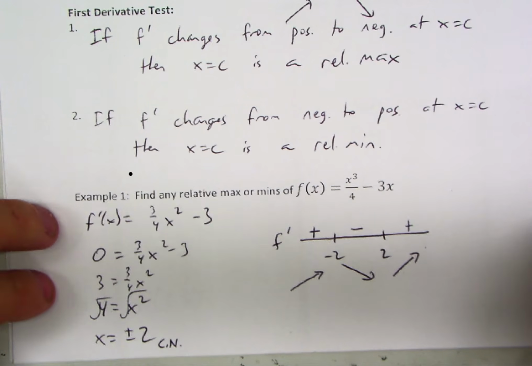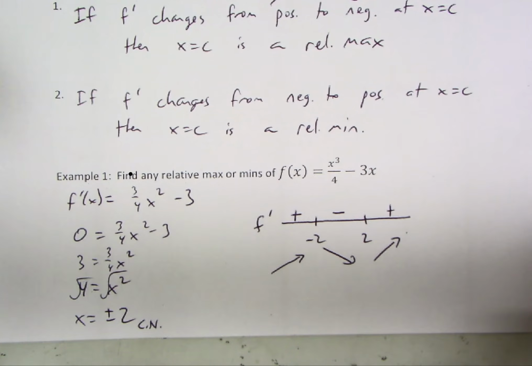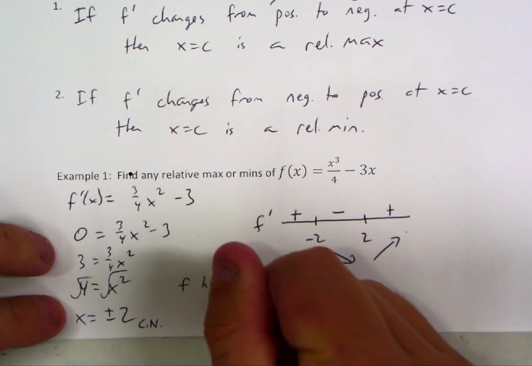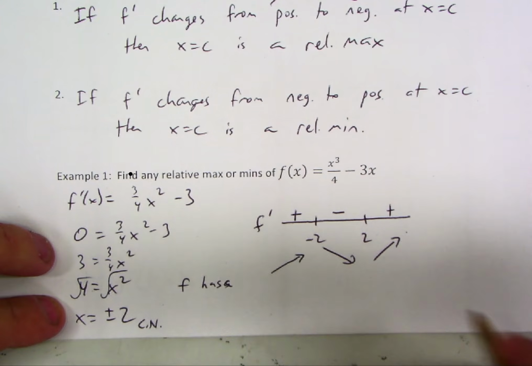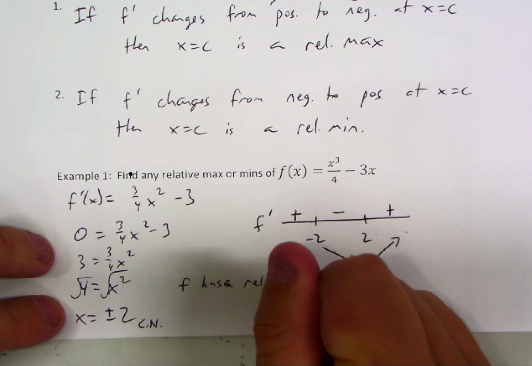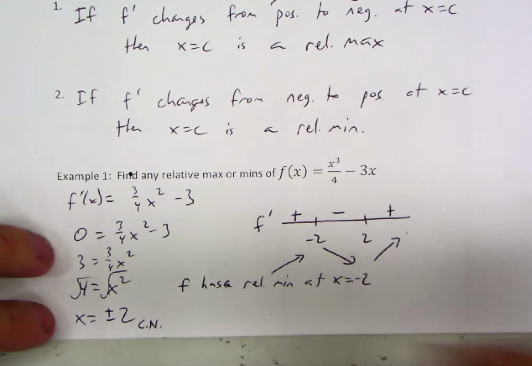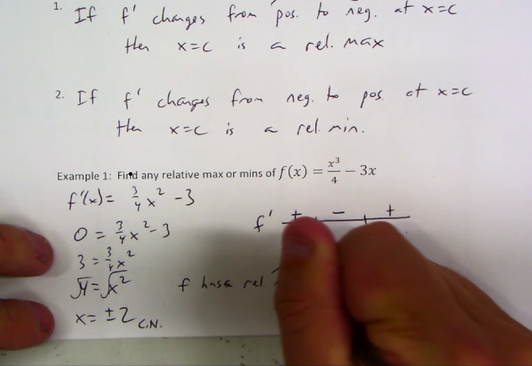So here's how I write my answers. If I was doing like a free response problem, here's what I would say. I would say f has a relative min at x equals -2. Oh, should be a max. My bad. Crap. I'm the worst.